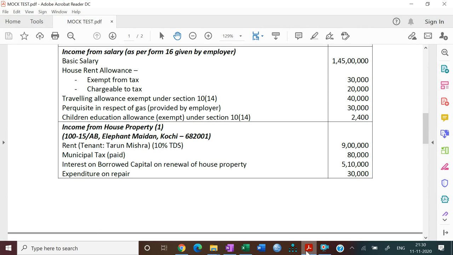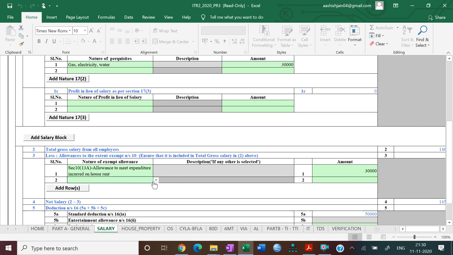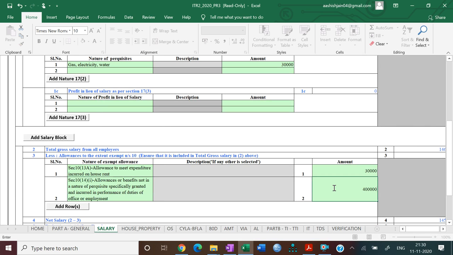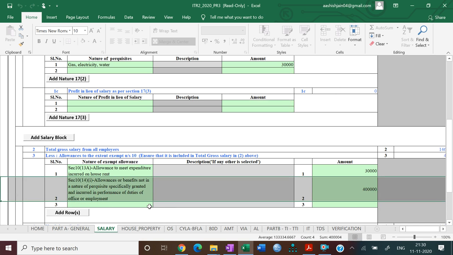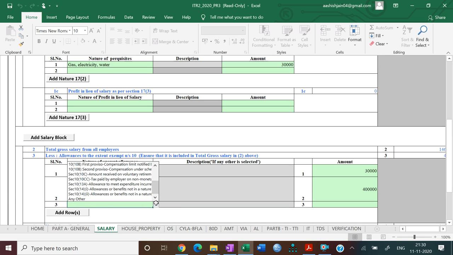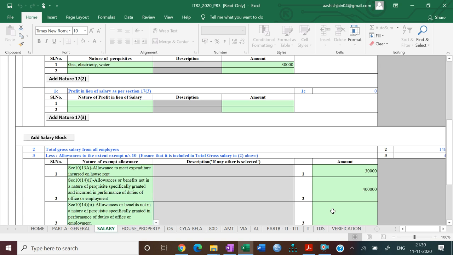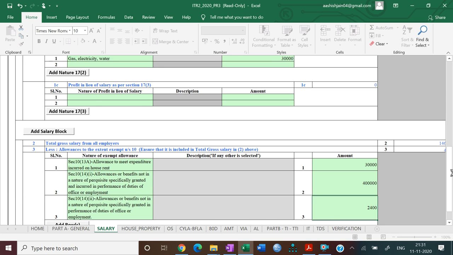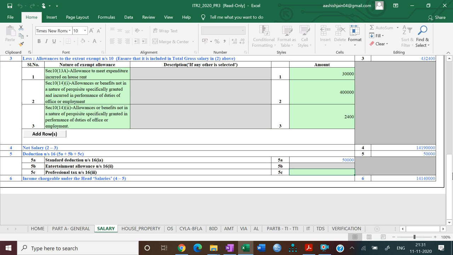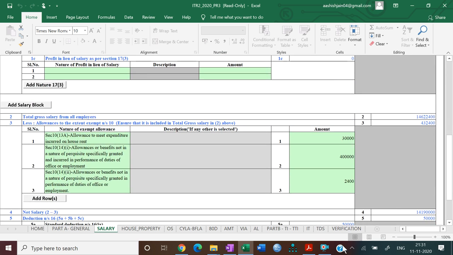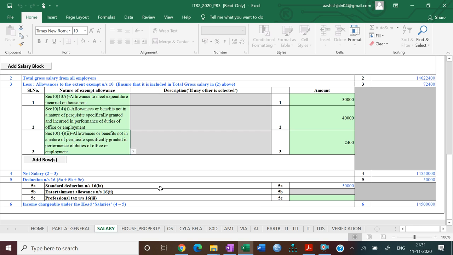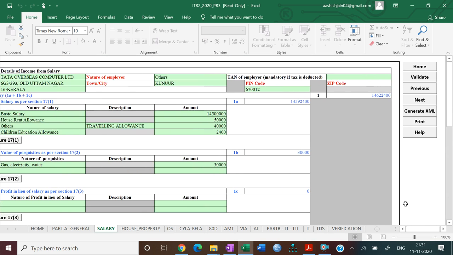Then next one would be driving allowance, which is covered under section 10.14.1, amounting rupees 40,000. And then next we have children education allowance, which is covered under section 10.14.2. Select 10.14.2 and then put the amount here, 2,400. That's it. So after the standard deduction, the taxable amount of salary would be 1 crore 45 lakh.